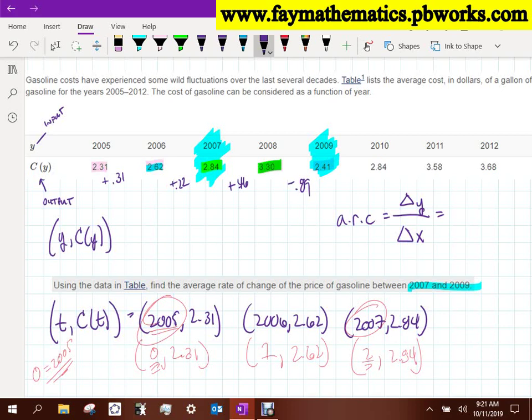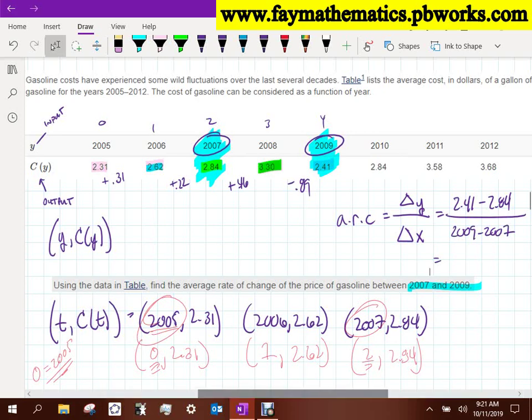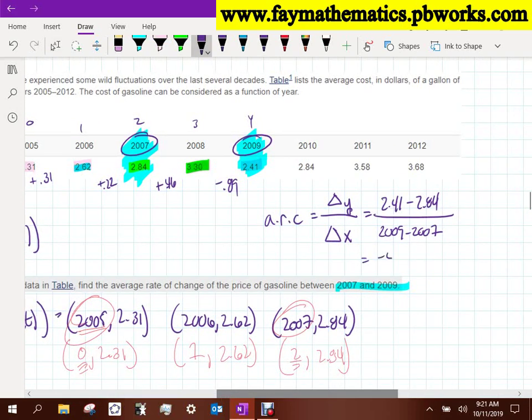Okay, so if I take 2.41 and subtract 2.84, and then divide by however you want to do this. You want to call this 2007, 2009, or if you want to call it, well, we have 0, 1, 2, 3, 4. If you want to go 4 minus 2, does not matter. Just be deliberate, right? 2009 minus 2007. When I do that, the top gives you negative 0.43? The bottom gives you 2. So it becomes negative 0.215. Does that make sense, everybody?